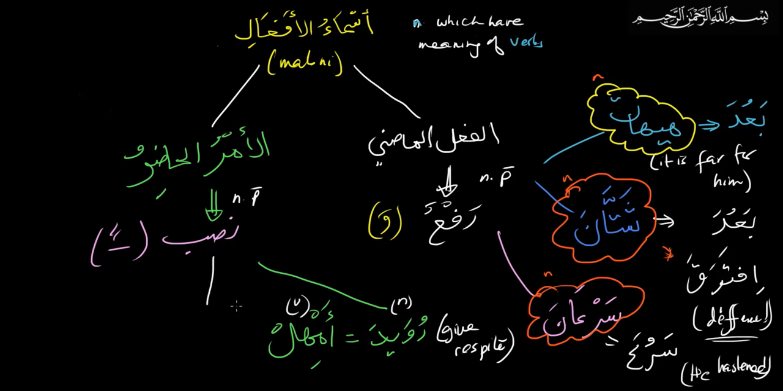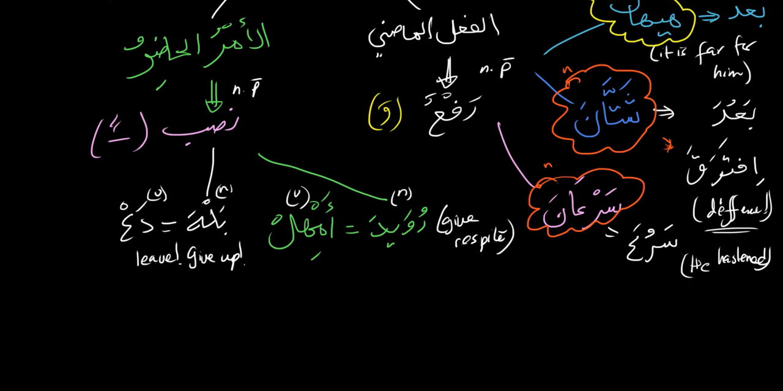Another example that's given is Balha. Balha has the same meaning as da, which means to leave or give up. Da: leave or give up. So it is again a command. Here again is a noun which is functioning as the verb da, and it will make the noun that comes after it mansub.